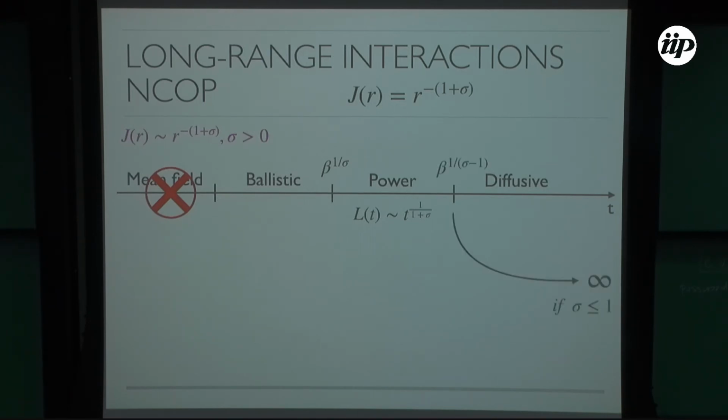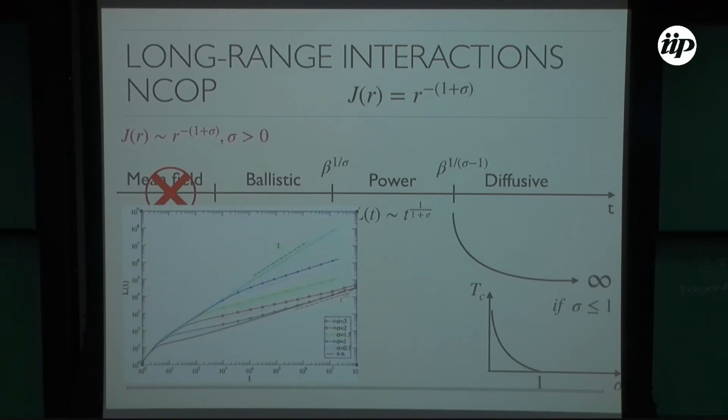And then you have the diffusive stage, but only if sigma is larger than 1. If sigma is smaller than 1, the Glauber stage is suppressed, and you see this anomalous power law behavior forever. It can be shown that this is related to the fact that for sigma smaller than 1, already in equilibrium, something different is happening because the model starts to have a finite critical temperature. And this reflects into the dynamical counterpart: this anomalous scaling becomes asymptotic.